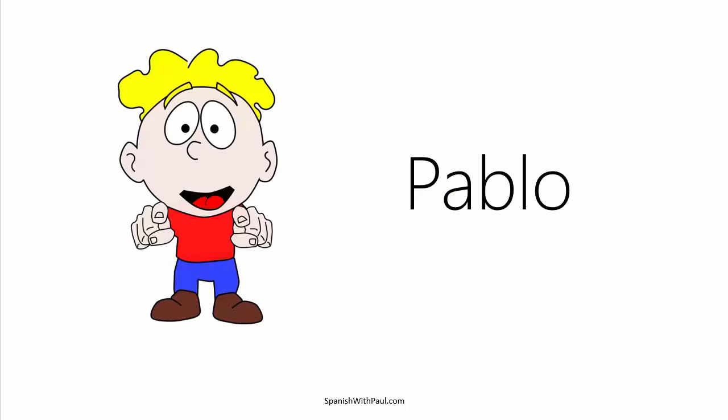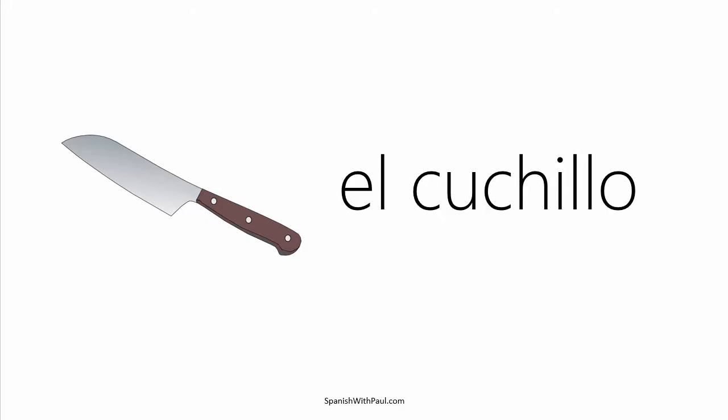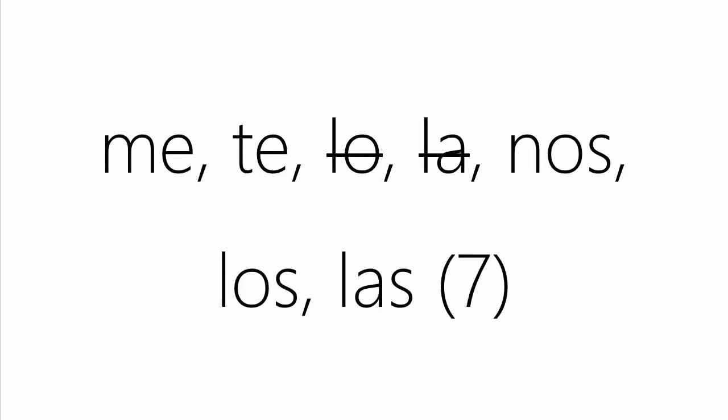La veo. Now we're referring to Pablo. How would you say, I see him? Lo veo. We're referring now to la silla, the chair. How would you say, I see it? La veo. And now we're referring to the knife, el cuchillo. How would you say, I see it? Lo veo.